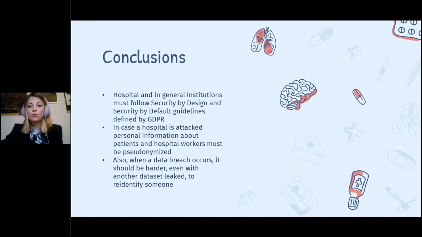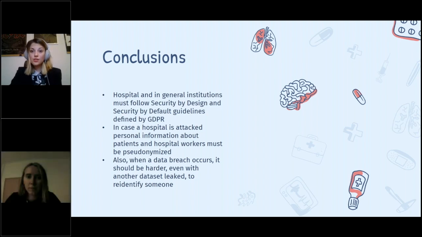And in conclusion, the best solution that institutions in general must follow is to follow security by design and security by default guidelines defined by GDPR. In case a hospital is attacked, personal information about patients and hospital workers must be pseudonymized. People should not be recognized when their information is leaked. Also, when a data breach occurs, it should be harder, even with another dataset linked, to identify someone.